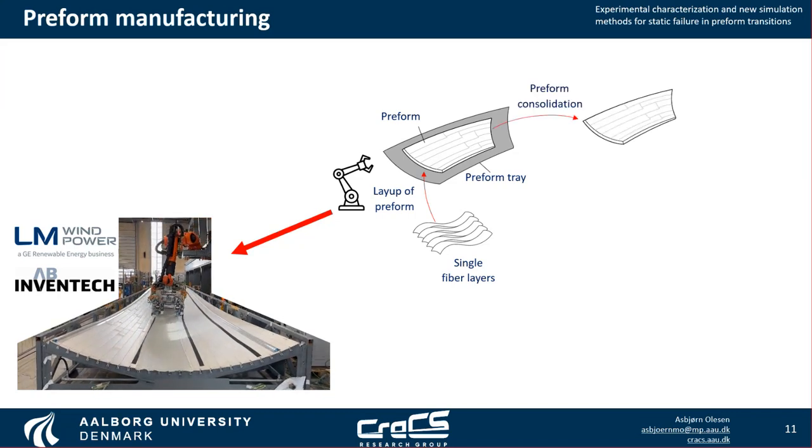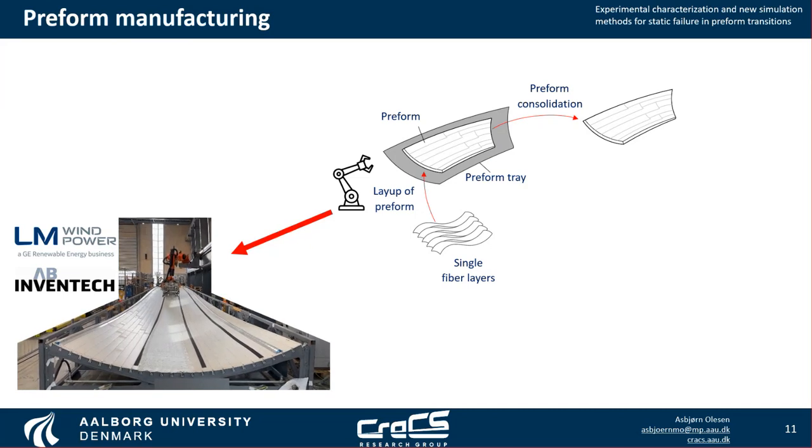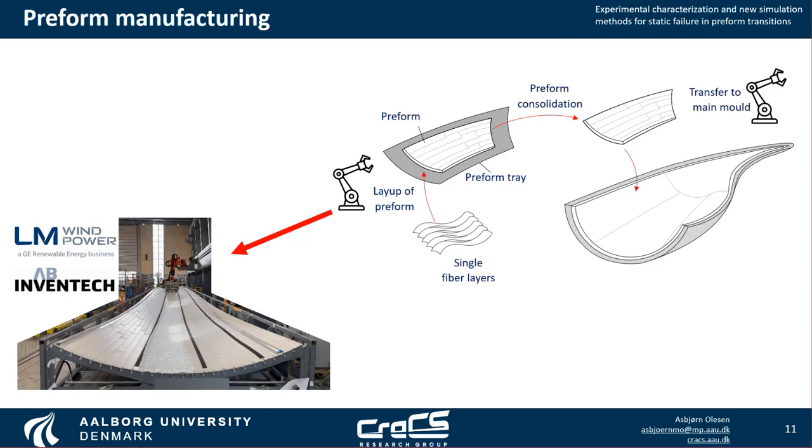After this, we consolidate the preform, which means that a binder material in between the fabrics is activated such that all the layers are adhered together, so we can manipulate this preform as a single unit. This is then lifted by a crane into our manufacturing mold.